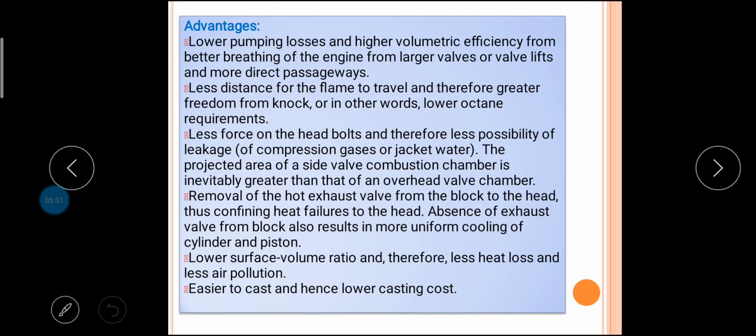The projected area of a side valve combustion chamber is inevitably greater than that of an overhead valve chamber. Removal of hot exhaust valve from the block to the head, thus confining heat failures to the head. Absence of exhaust valve from block also results in more uniform cooling of cylinder and piston. Lower surface to volume ratio and therefore less heat loss and less air pollution. Easier to cast and hence lower casting cost. These are the main advantages of I-head type combustion chamber.